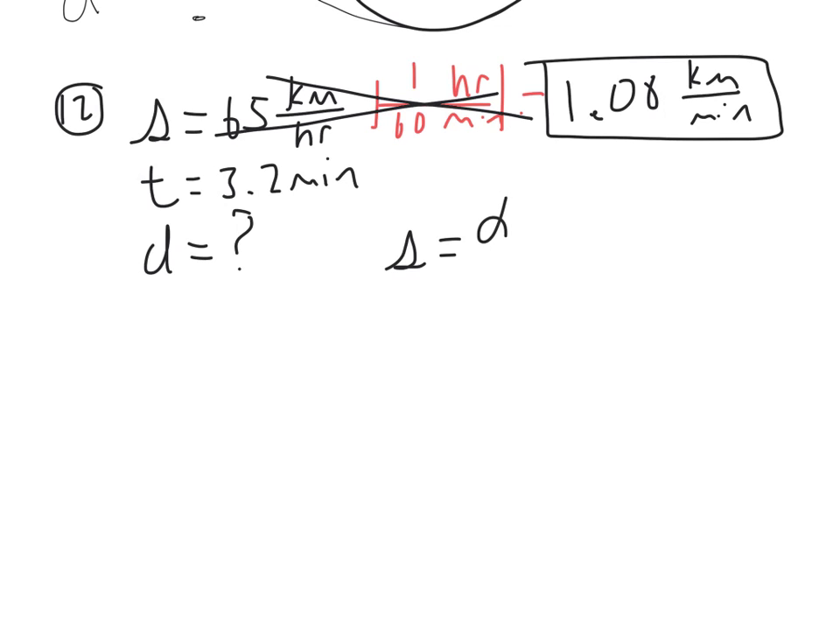Well, what formula can we use? We have speed, we have time, we don't know distance. Let's use our old friend that we've been using for the past few problems. Speed is equal to distance over time. And again, we don't know what the distance is. Rearrange the formula. Distance is equal to speed times time. And again, I will leave you to plug and chug.